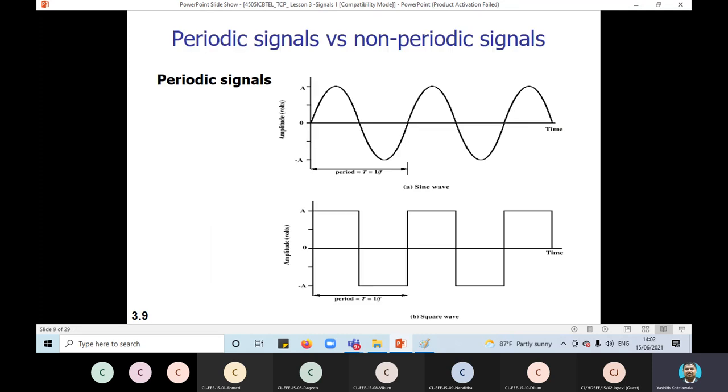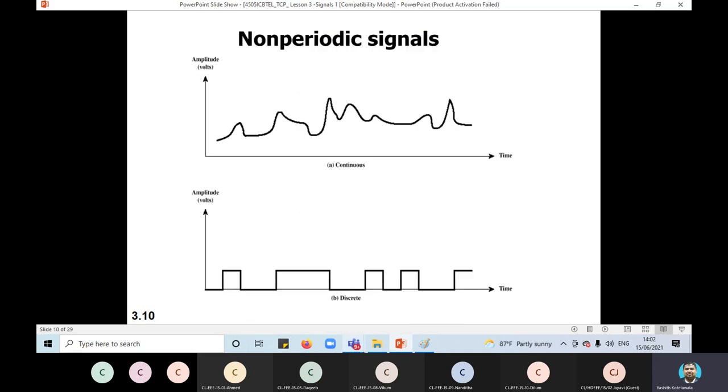Now if I ask you whether you can distinguish between periodic and non-periodic signals, see whether you have an answer. Do you know the difference between periodic and non-periodic now? The topic for this slide is periodic signals versus non-periodic signals. I hope you are all right with this part. Any questions?